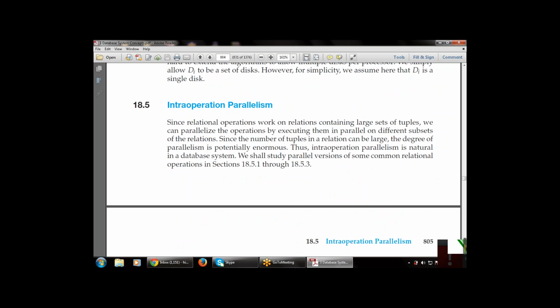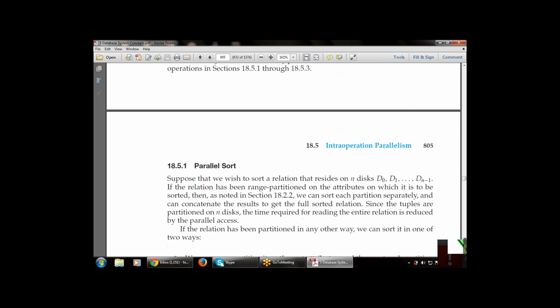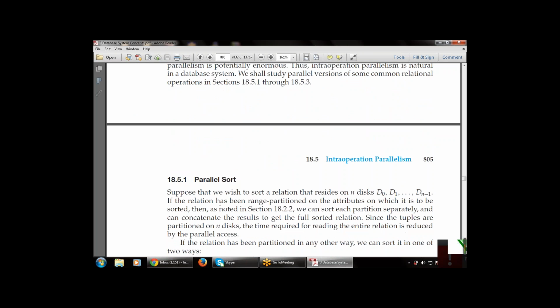Since the number of tuples in a relation can be large, the degree of parallelism available is potentially enormous. Therefore, intra-operation parallelism is natural in the database system. We shall study parallel versions of some common relational operations in sections 18.5.1 to 18.5.3.